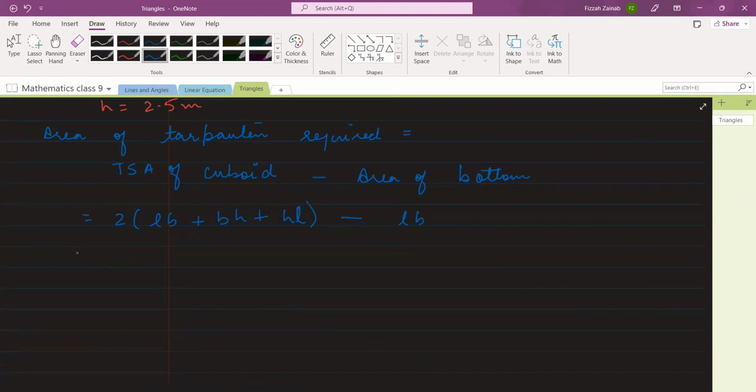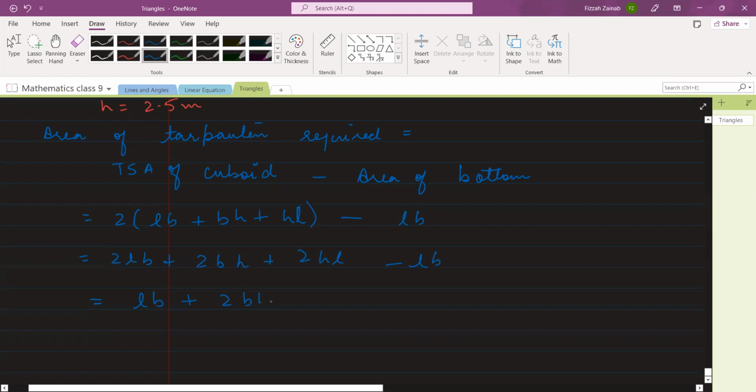So you can put the values here also. So this is 2 LB plus 2 BH plus 2 HL and minus LB. So 1 LB will be gone. So it is only LB plus 2 BH plus 2 HL, right? Now let us put the values. Length is how much? 4, right? Breadth is 3 and height is 2.5 meter.